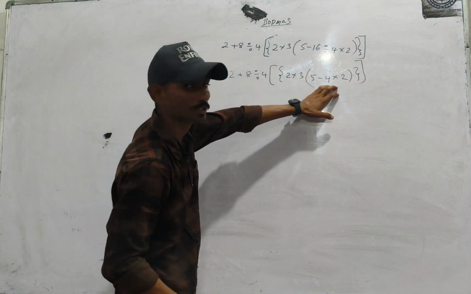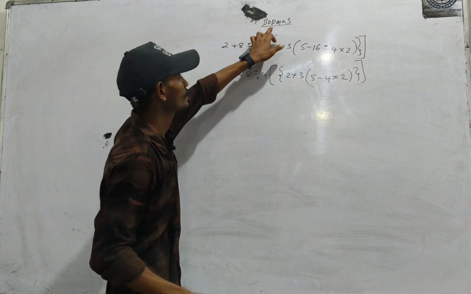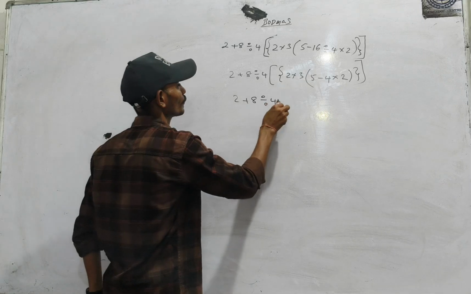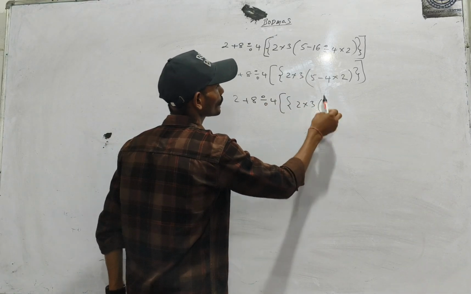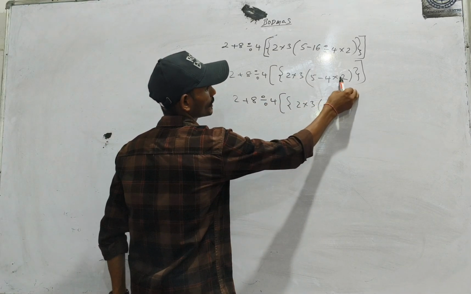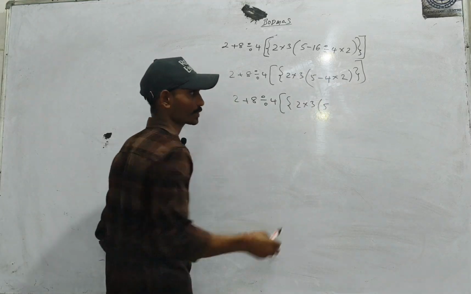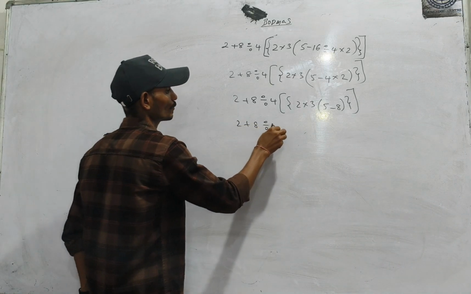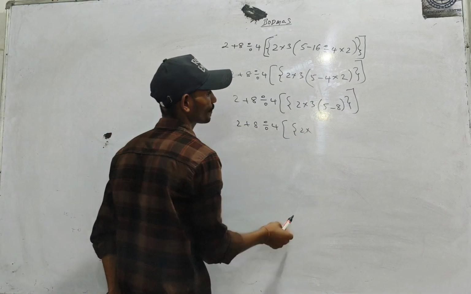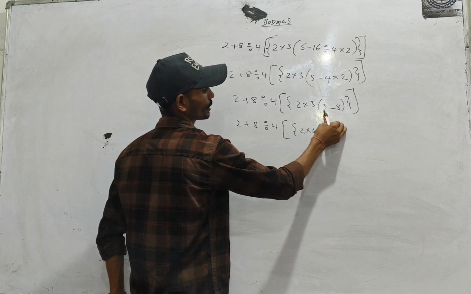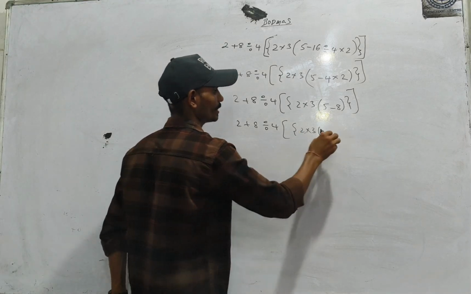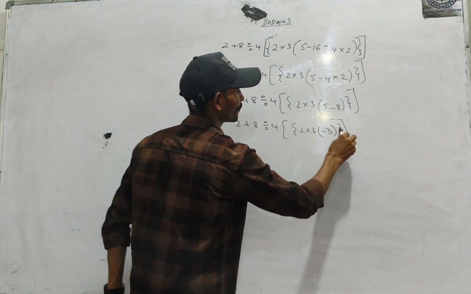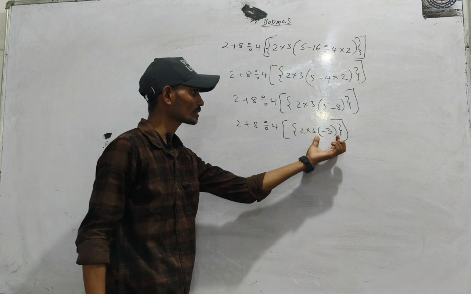Next, you again follow the rule of BODMAS in the brackets. Division is over, so next multiplication. Then you follow these two multiplications: 2 plus 8 divided by 4, square bracket and flower bracket, 2 into 3 half, 5 minus, this is the plus 2. So minus 4 into plus 2 is minus 8. Next, when you remove the brackets, plus 5 minus 8, then you get minus 3.